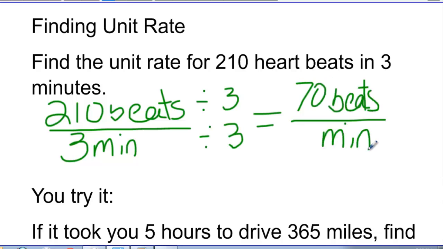And a lot of times we don't say the 1 in a unit rate, we just would say 70 beats per minute. So here's one for you to try.